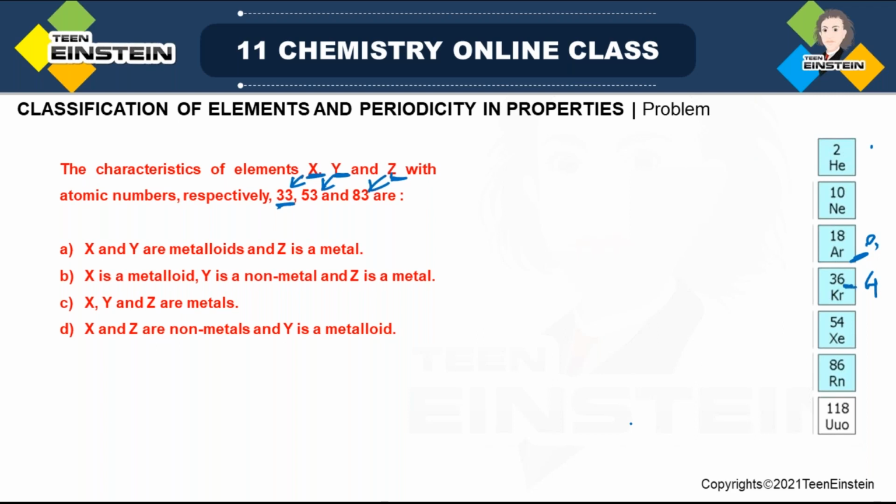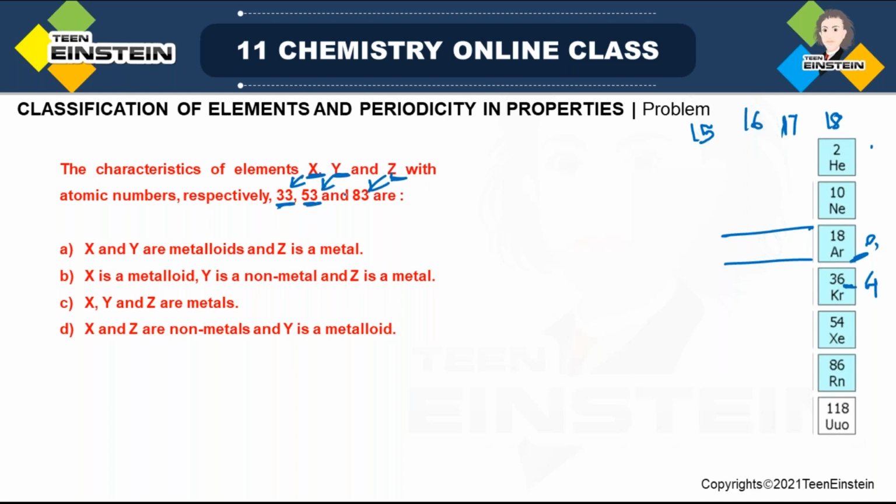Now 36, and 33. If it is 18, then 33 must be from group 15, because after 33, 3 more are 16, 17, 18. So if it is 36, 33 must be from 15. Now which group and which period? Third. So it is not metal, it is not non-metal, because as you move down, metallic nature increases. So it is something in between. That is why it should be metalloid.